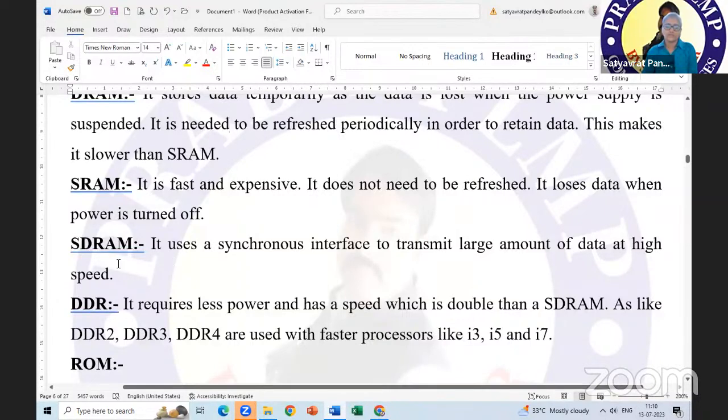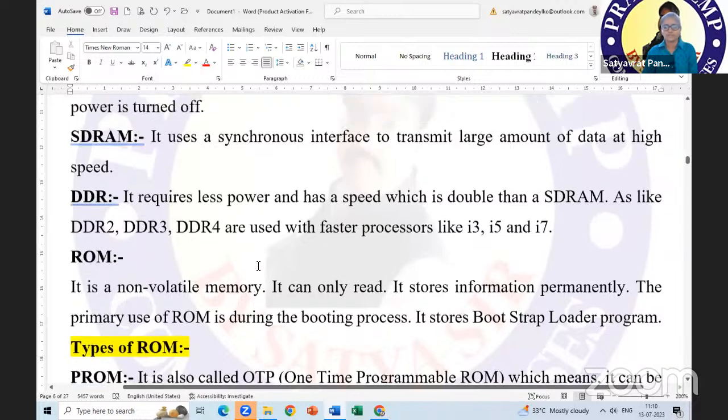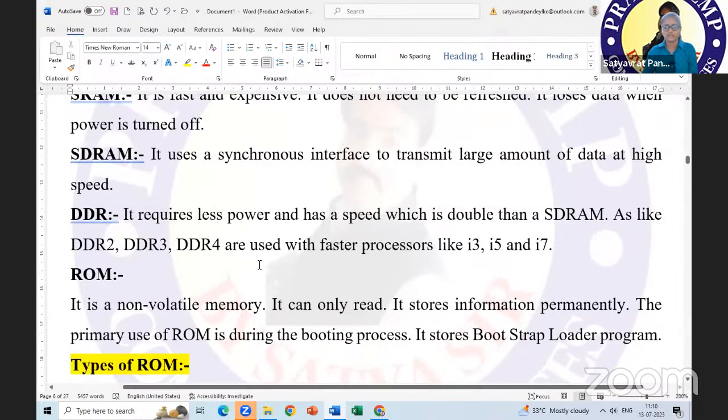And SDRAM uses a synchronous interface to transmit large amounts of data at high speed. DDR requires less power and has a speed which is double that of SDRAM, such as DDR2, DDR3, DDR4, which are used with faster processors like i3, i5 and i7.